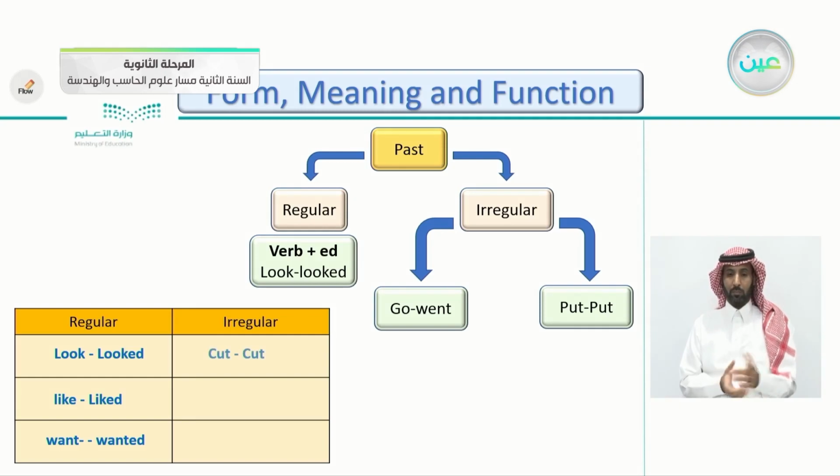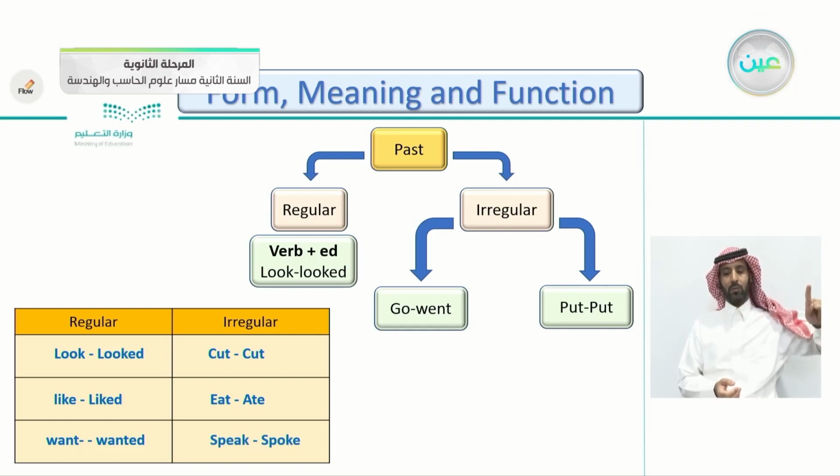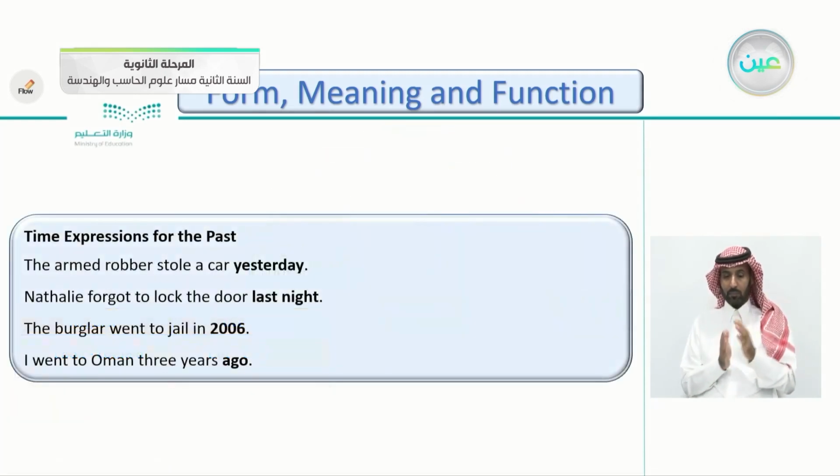Okay, I will give you some. Cut, cut, as I told you before, we don't change anything. Eat, ate, we change the order of the letters. And speak, spoke. So we don't add ed, we change the whole verb. As I said, the irregular, you don't change anything, or you change the whole thing. So this is the regular and irregular verbs from the past tense. You can find them at the end of your book, the irregular verbs.